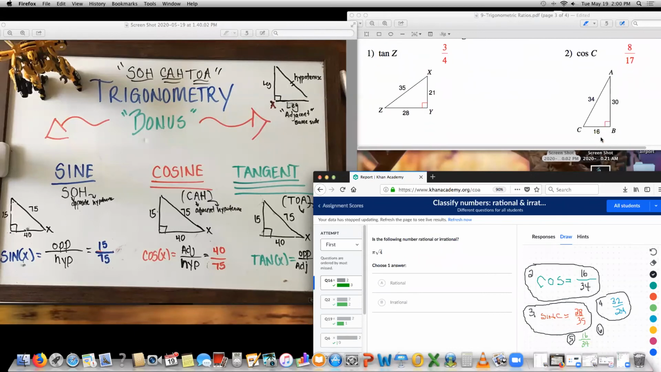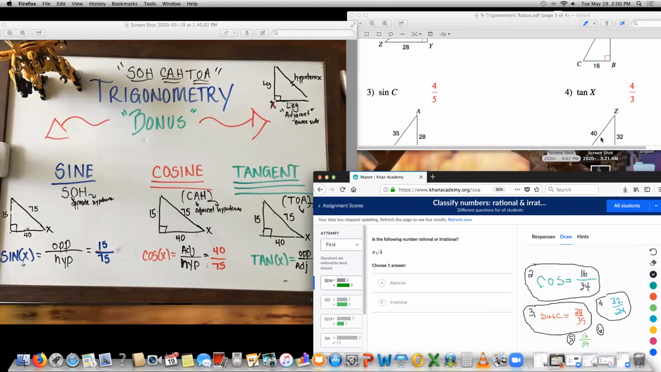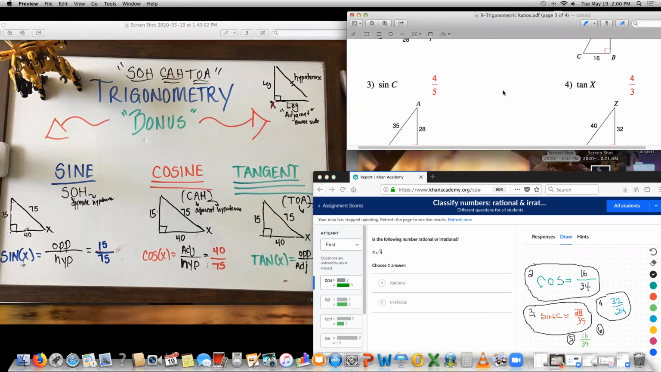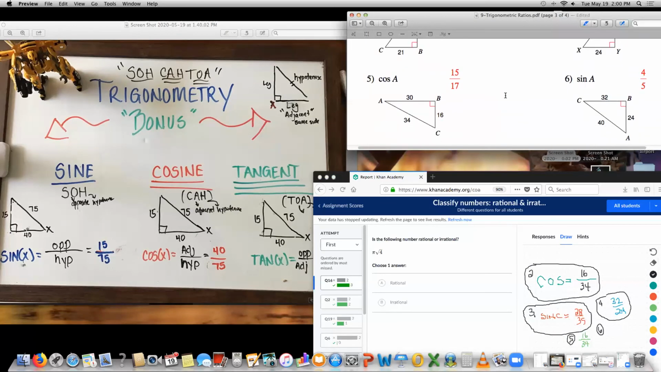When you slide down to 3 and 4, same thing here, 4 over 5. You divide these two by 7. It's the same thing as 4 over 5. Over here, tangent of X is 4 over 3. That's correct, because when you divide 32 over 24, it becomes 4 over 3. And then let's see if Nancy was right on the end. 5 over 6. We weren't correct here. What did we do wrong here?